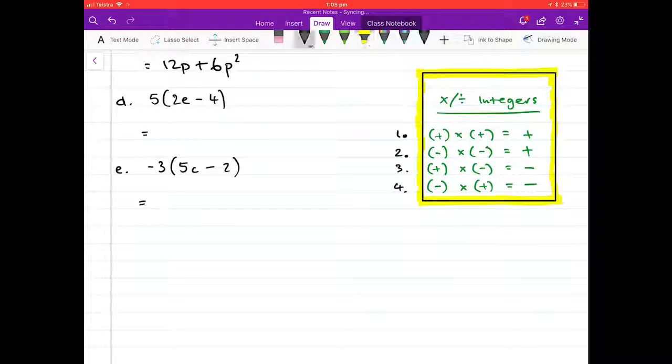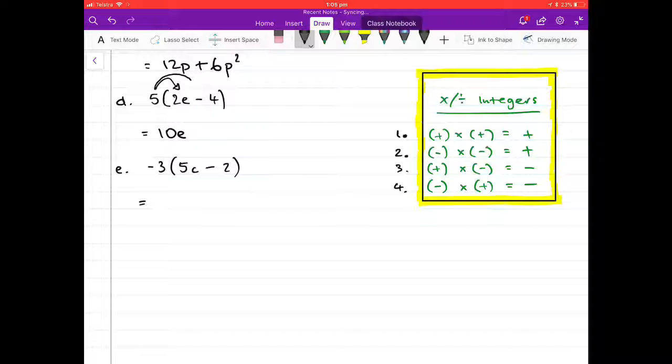Question D, and this one is going to need you to consider some of these rules for multiplying and dividing integers, because it gets a little confusing at times, but this little table should get us through. Over onto D, it says 5 lots of 2e. Okay, so that's 5 lots of 2 elephants. That gets me 10 elephants.